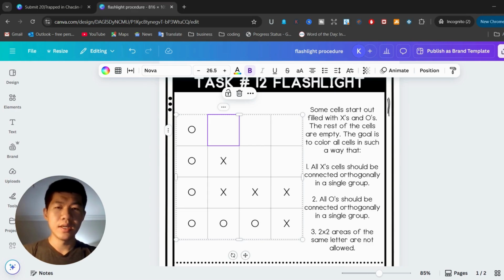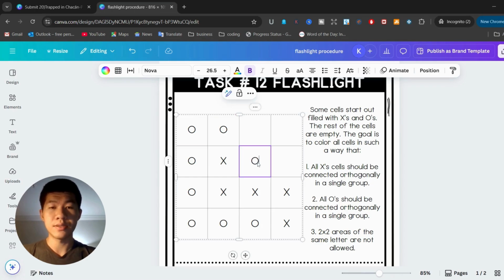So let's say here, I would imagine you'd still have to fill this out with an O, because if I were to fill this out with an X, then all the rest of the grid here would have to be an X, and that just can't be the case based on the rules of Flashlight. So this would have to be an O. This would probably have to be an O as well, because in this 2 by 2 grid, I can't have an X here, right? So this would have to be an O.